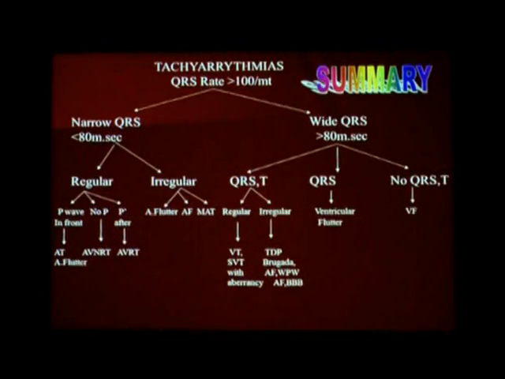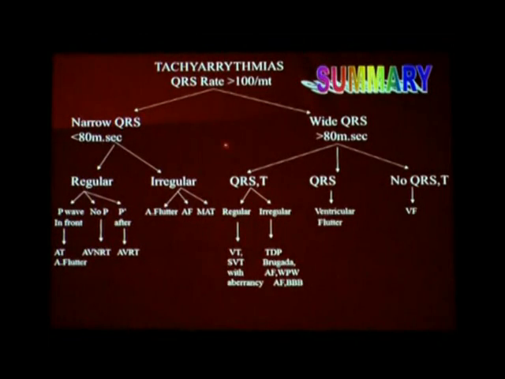So the tachyarrhythmia approach will be: tachycardias are nothing but a succession of premature beats. More than 3 without an intervening sinus beat is a tachycardia, isn't it? A succession of premature beats, more than 3, is a run. More than 3 successive premature beats without an intervening pace is a tachycardia.